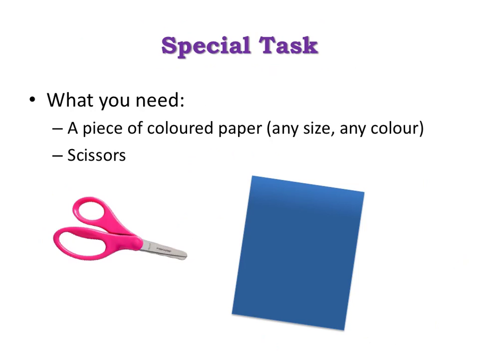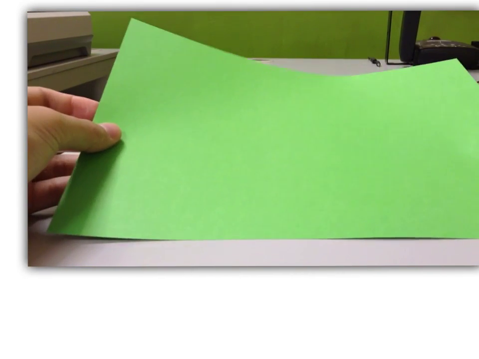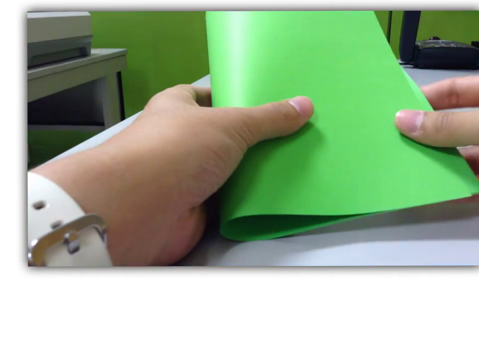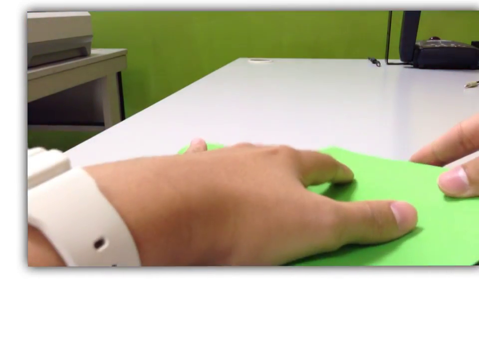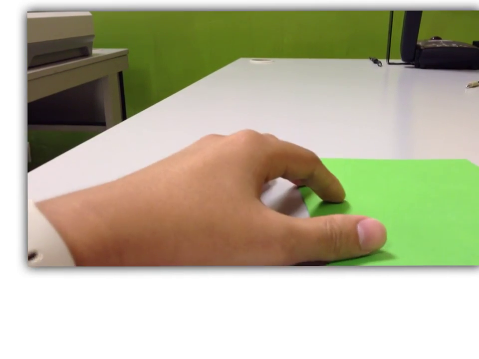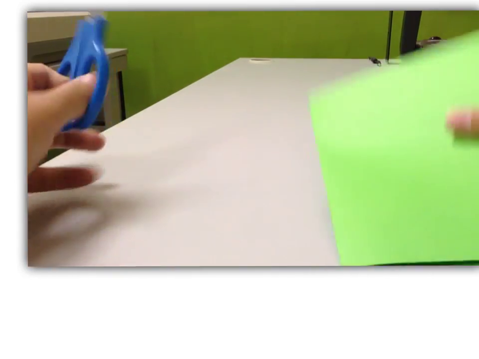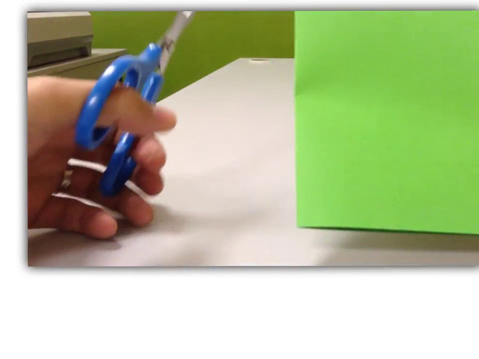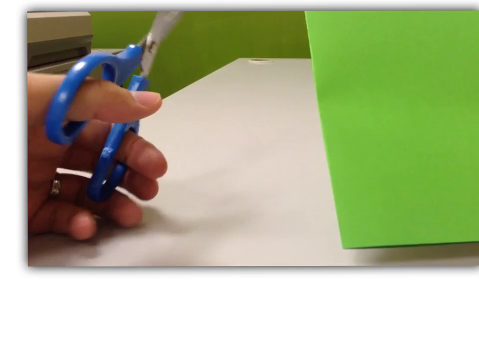This is a special task that you need to do before you come to class. What you will need is a piece of colored paper, any size, any color, and a pair of scissors. What you need to do is fold the paper in half first. Then you need a pair of scissors, so I've got my scissors here. Then I want you to cut any shape. It doesn't have to be a regular shape.